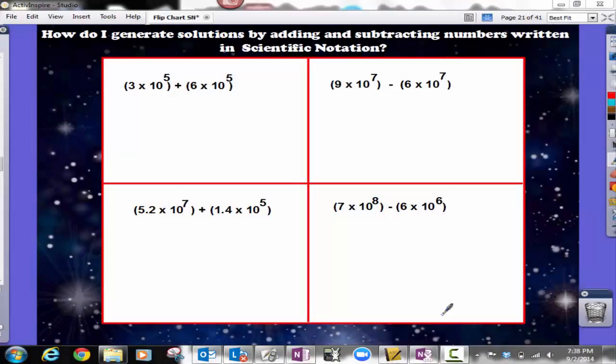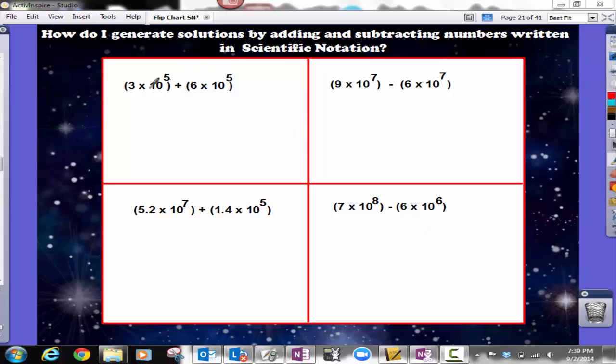All right, the essential question we're going to be dealing with in part two of scientific notation is how do I generate solutions by adding and subtracting numbers that are written in scientific notation. And so what I've done is we've created your organizer with just the 4 boxes, and you're going to see the 4 different things that we're going to do, these 2 adding and these 2 subtracting. But okay, let's look at the first one.